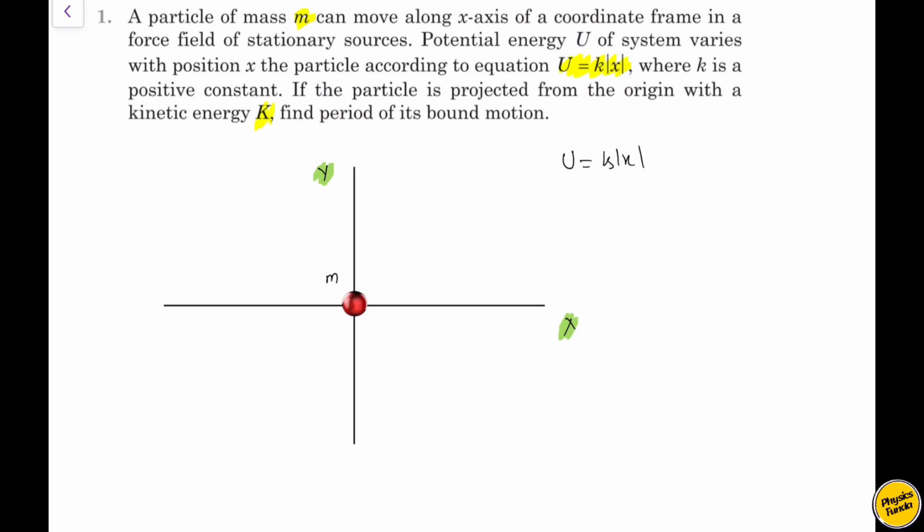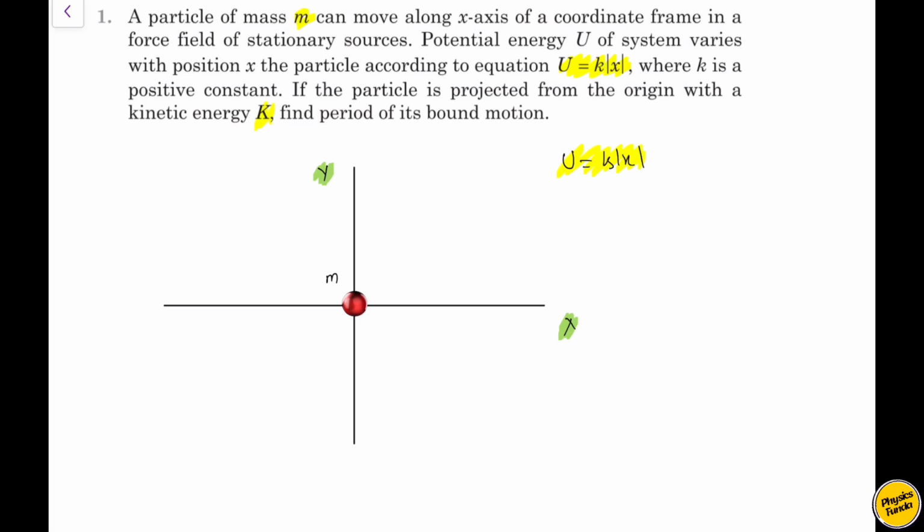Okay. So it's given in the question that this particle of mass m is present in the force field of a stationary source, and the potential energy U of the system varies according to the equation U equals k times mod x. And this particle is projected from the origin with a kinetic energy k, so I have to find the period of its motion. Okay, let's analyze the situation.